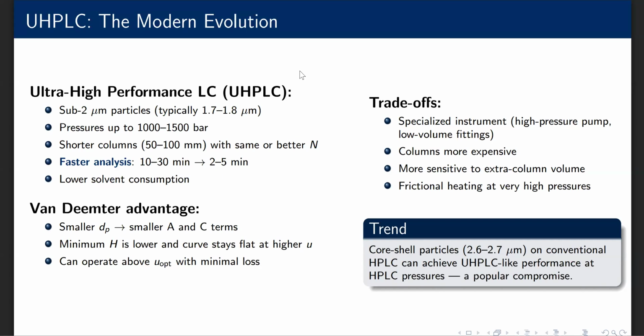The trade-offs include the need for specialized high-pressure pumps, more expensive columns, greater sensitivity to extra column dead volume from fittings, and potential frictional heating at very high pressures. The block at the bottom highlights an important compromise. Core shell particles at 2.6 to 2.7 micrometers on conventional HPLC systems can achieve UHPLC-like performance at conventional pressures. This is because the thin porous shell reduces the C term almost as much as making the particle smaller. For many labs, core shell in conventional HPLC is the most cost-effective path to better performance.